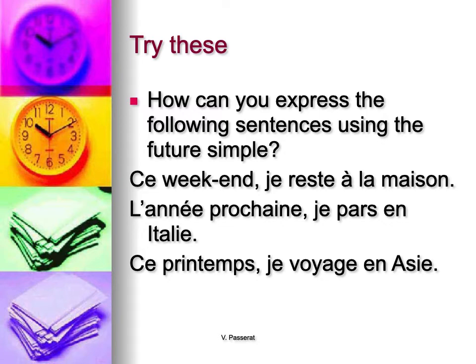L'année prochaine, je pars en Italie. Next year, I'm leaving for Italy. But we want to change it so that it says next year, I will leave for Italy. Ce printemps, je voyage en Asie. This spring, I'm traveling to Asia. And you want to change it so that it says this spring, I will travel to Asia. And I want you to pause the video and try to put those verbs in the futur simple on your own. And then I will show you the answers.